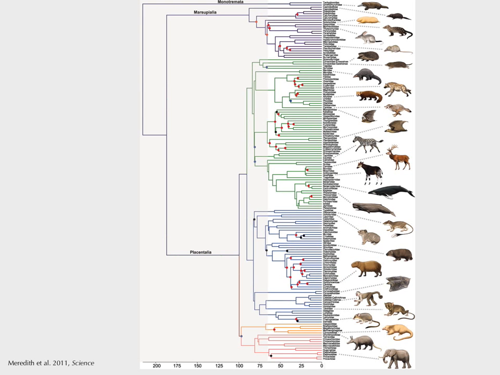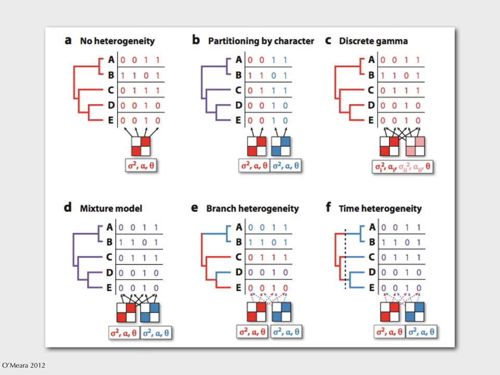Or, you know, comparing elephants to bats, right? They probably evolve very differently. So there's a bunch of ways to deal with heterogeneity. It's from that paper I had you read.